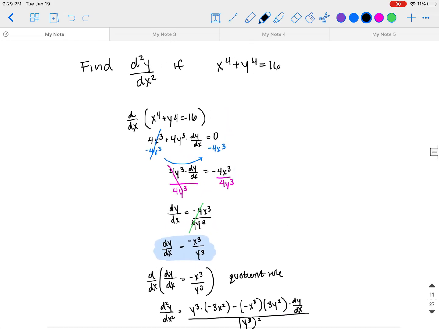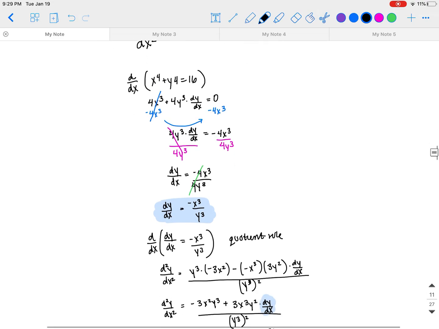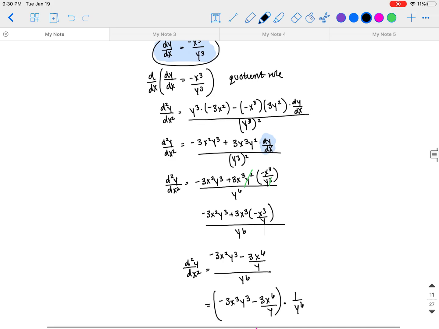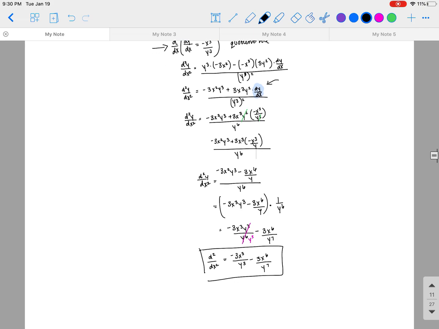So remember, when you want to take the second derivative of an implicitly defined function, you start by first finding the first derivative. And then once you find the first derivative, you differentiate that first derivative. And then when it comes time, we're going to plug that first derivative back in. And basically, my steps are to simplify that expression as much as I can.